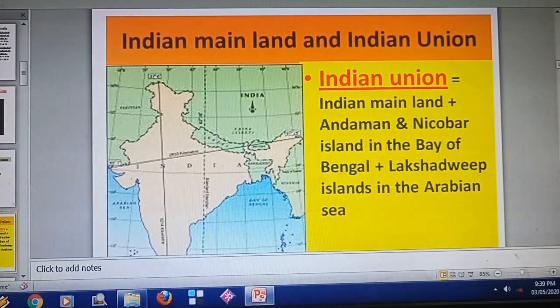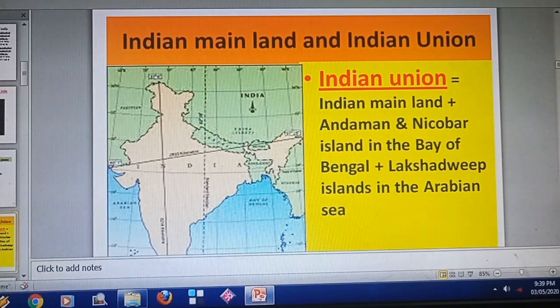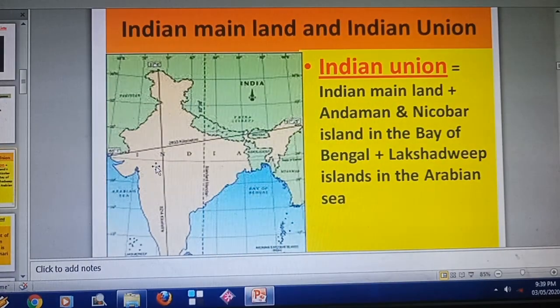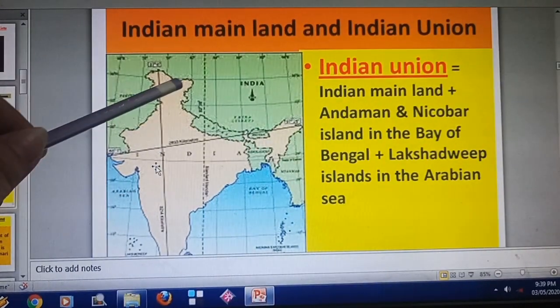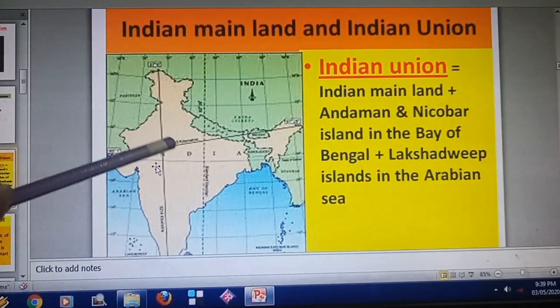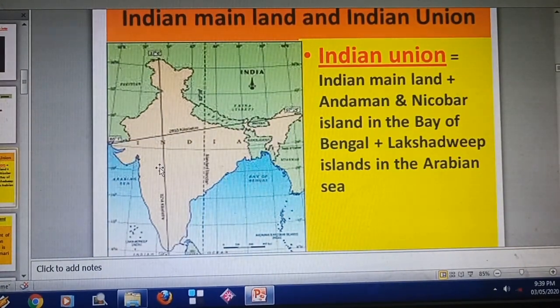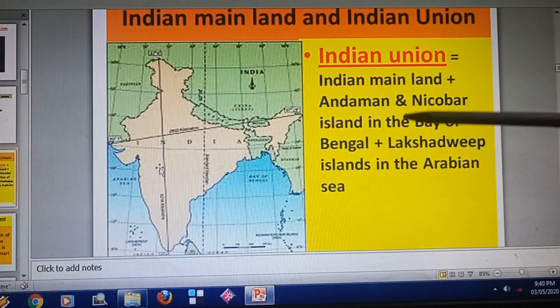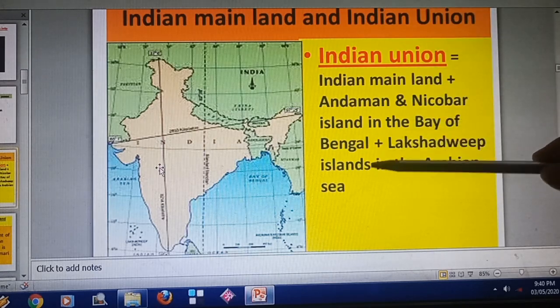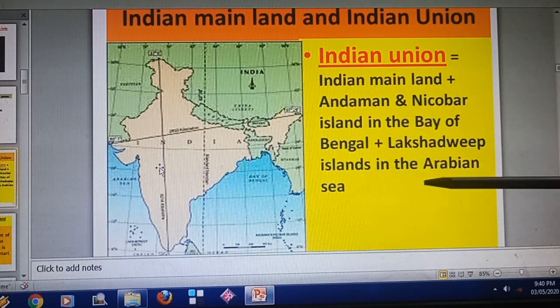Now we talk about India, but have you ever thought, when we talk about India, what picture of India comes into mind? We think of only this region, this part of the region that we understand as India, but it is not so. There are two terms, Indian mainland and Indian Union. When we say India, we refer to Indian Union. So Indian Union is equal to Indian mainland plus the two island groups, that is Andaman and Nicobar Island in the Bay of Bengal and Lakshadweep Island in the Arabian Sea.